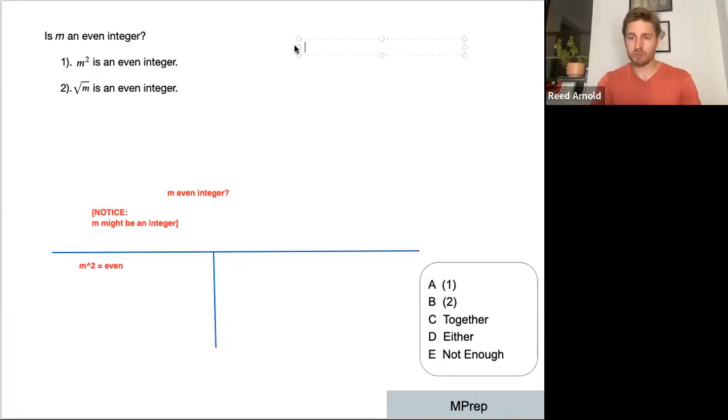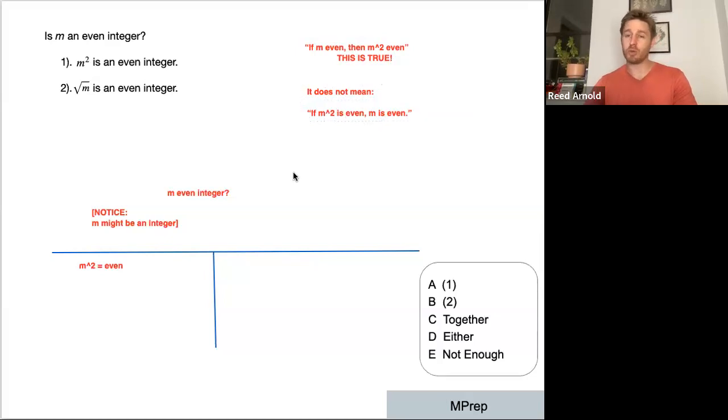Well, here's the trap. If M is even, then M squared is even. This is true. It does not mean that if M squared is even, M is even, even though it really feels like it should be true. Let's see how we might catch that. Right, certainly M could be 2, and then M squared would be 4, and that follows the rule. And is M even? Yes, it is.